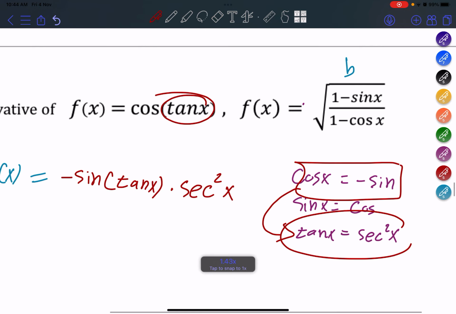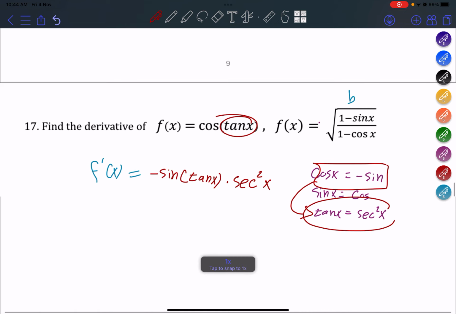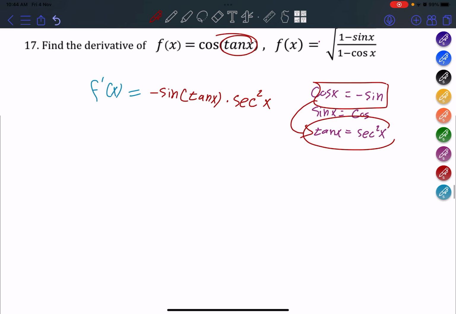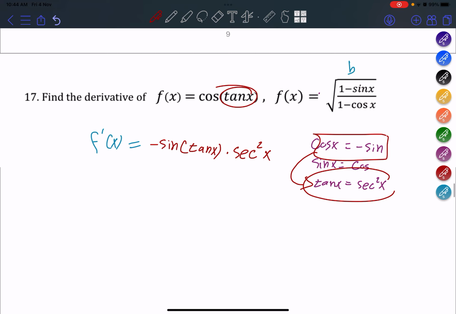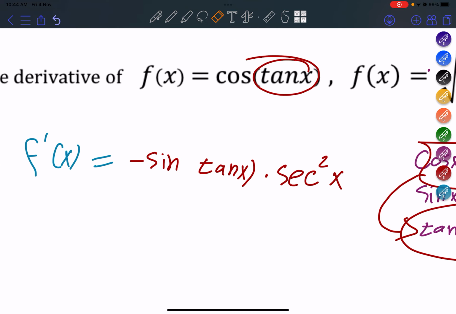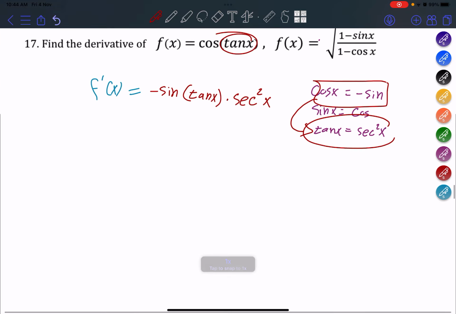Now, I believe that sums it up. Now, let us move to, actually, no, we can simplify it even more. Because here, sine times, okay, no, let's just leave it like this, okay?